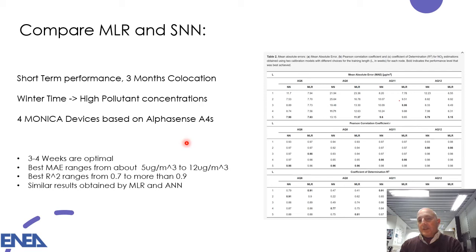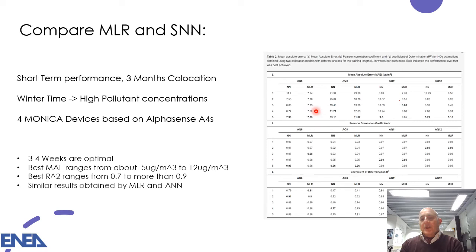So here, for example, we can analyze the performance of the AQ number 6 sensor when it's trained with different lengths of the training dataset. Okay, so 1 week, 2 weeks, 3 weeks, 4 weeks, 5 weeks, and we see that this is the mean absolute error. That mean absolute error is going down and down as long as we enlarge the number of weeks of data that we are considering for the training. Okay, but we also see that here, from 4 to 5, we do not obtain a significant amelioration.